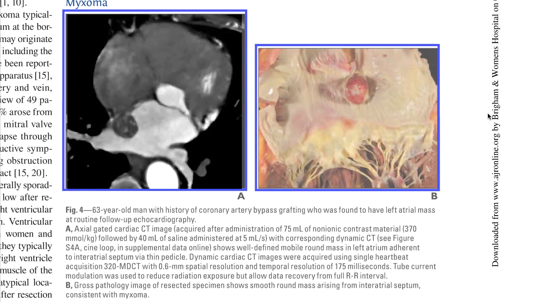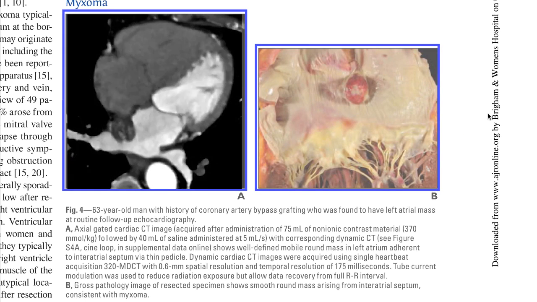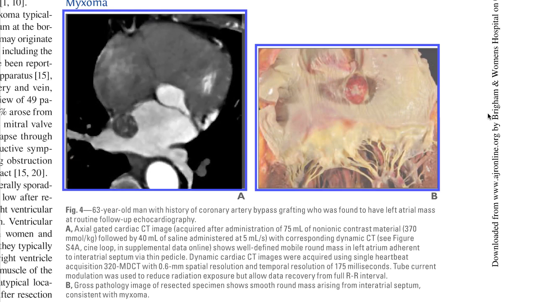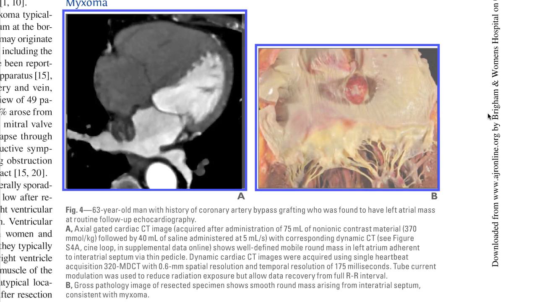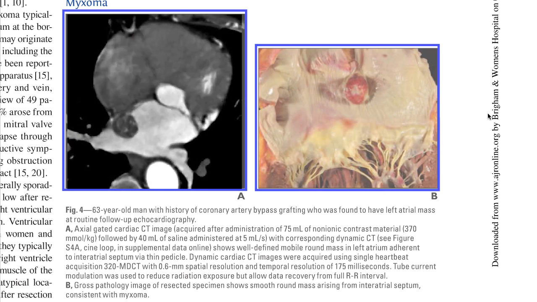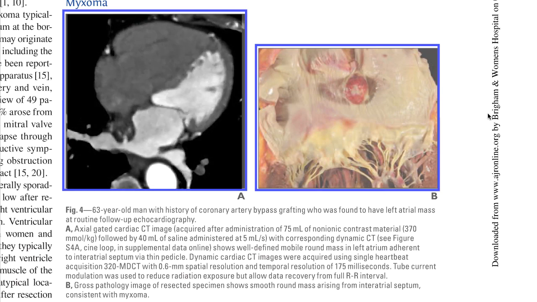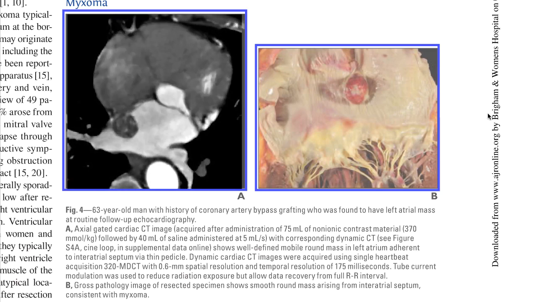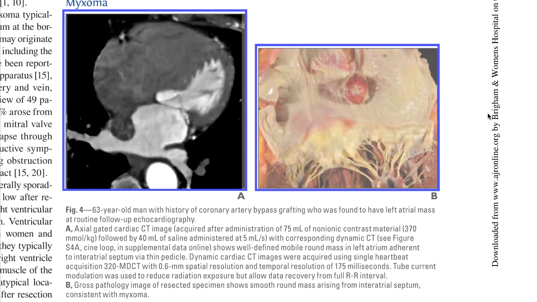Here's a different patient. Here we have a dynamic contrast enhanced CT. This is the same image we showed earlier, showing a pedunculated mass from the interatrial septum. This is a pretty classic location, and this is the gross specimen here. We see the heterogeneous signal here on CT. Some of that is going to be enhancement. Some of that is some calcification.